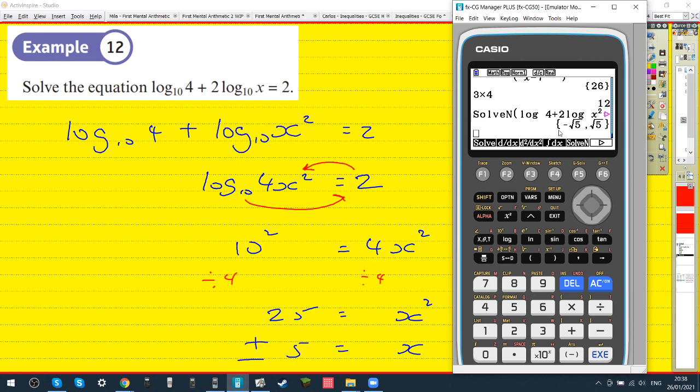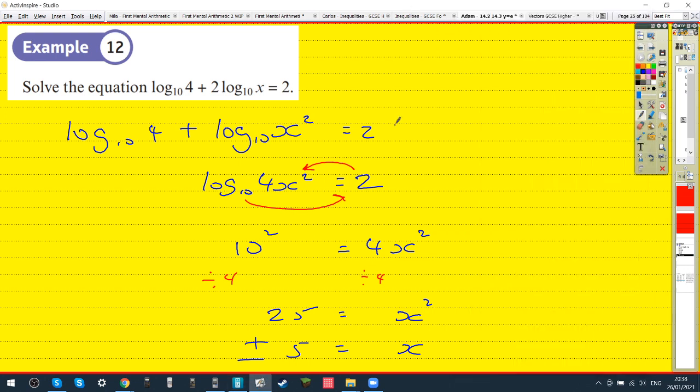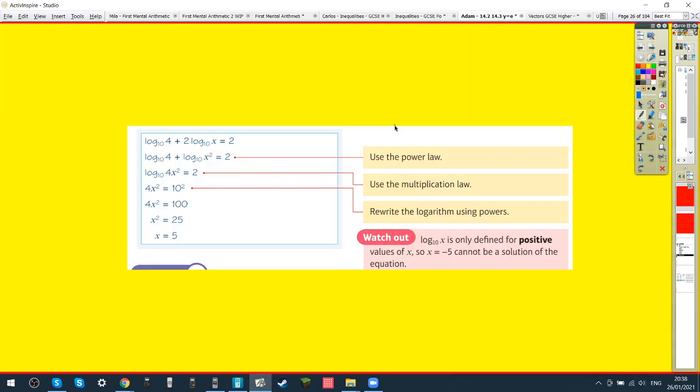It's not saying root 5, it's 5. Yeah. It's because of this log thing. Alright, it did get us 2 answers. So usually, yeah, this one actually gets us all the answers. But anyway, alright. Oh, look at that. We have to do it manually.